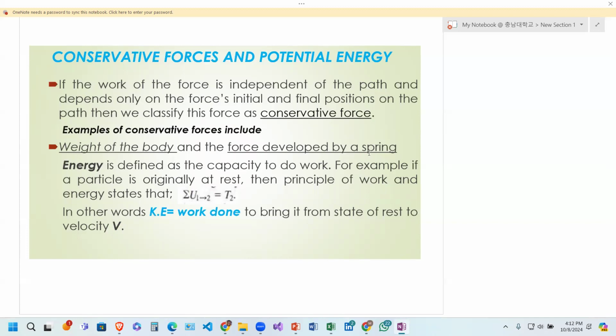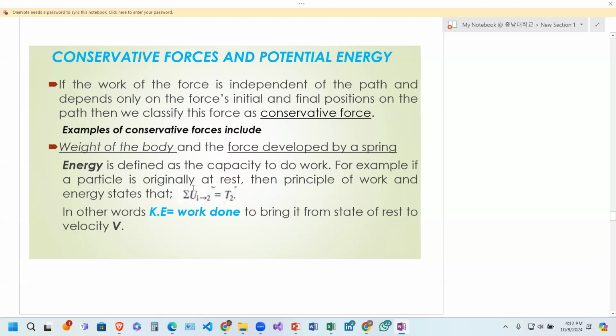So now let's define energy. Energy is defined as the capacity to do work or the ability to do work, right? That is energy. For example, if a particle is originally at rest, then the principle of work and energy states. Now, if it's at rest, that means that our T1 is equal to 0 because the initial velocity V1 is 0.